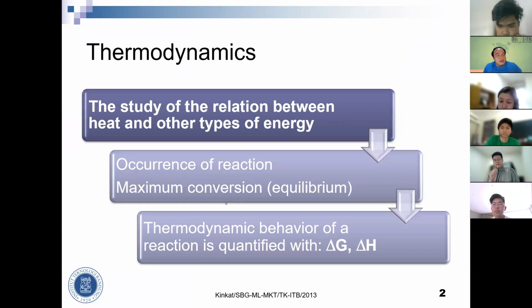Yeah, our lecture now is chemical reaction engineering, which is focused more on kinetics. Pak Yogi, I think, last week already mentioned that the focus of chemical reaction engineering is the kinetics, gitu ya, the reaction kinetics. But why do we still need to learn about thermodynamics? Gitu? Because thermodynamics is the basis for all reactions.